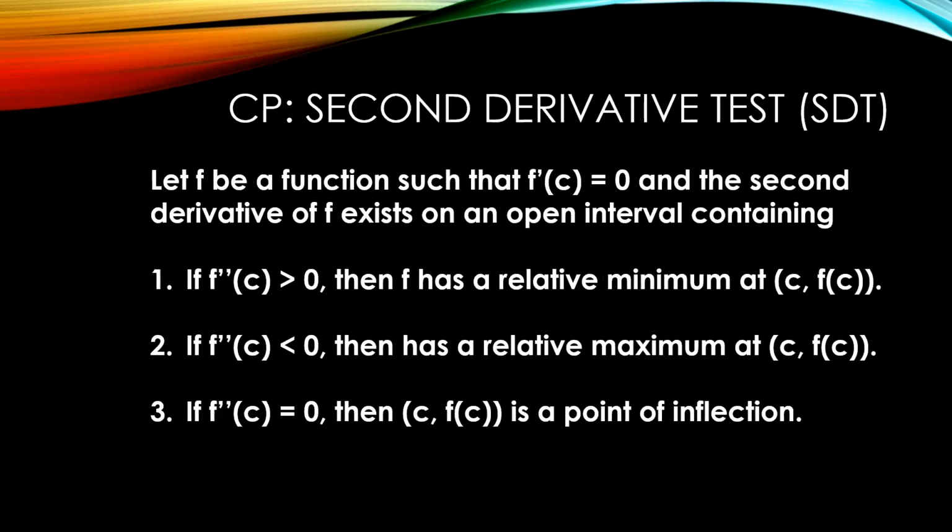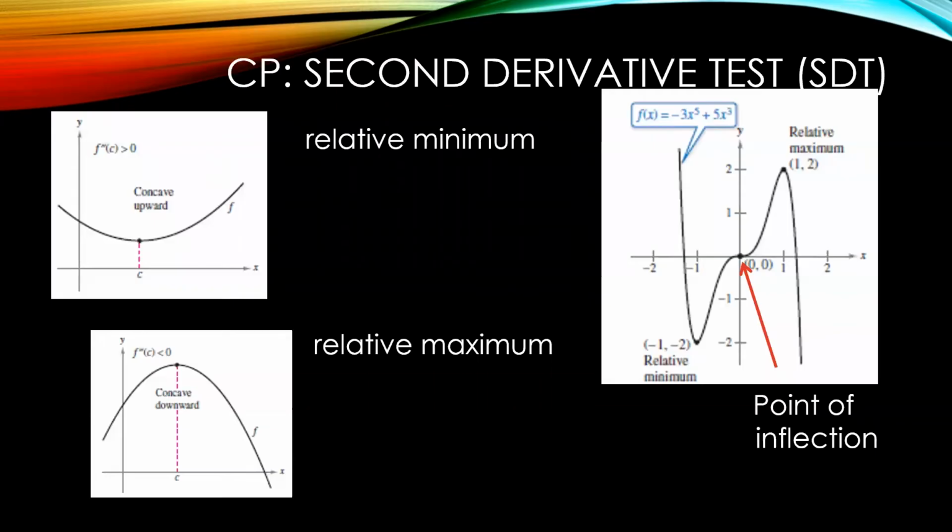So let's check here. The second derivative test, I'll show that to you. Basically, as I said, if the second derivative is greater than 0, it's concave up. So if it's concave up, that means point C is a minimum. If the f double prime of C is less than 0, that means it's concave down. That point C there is a maximum.